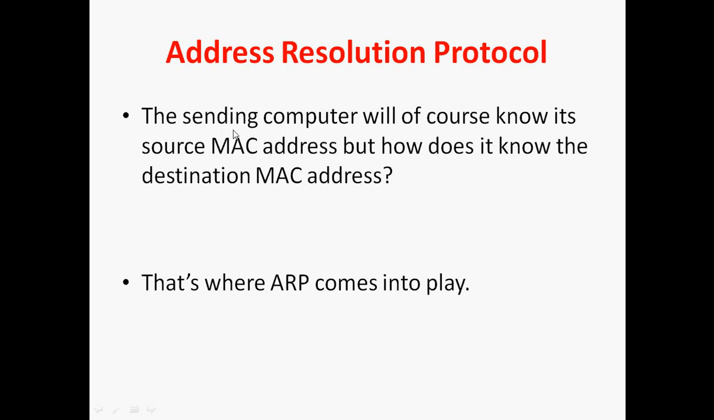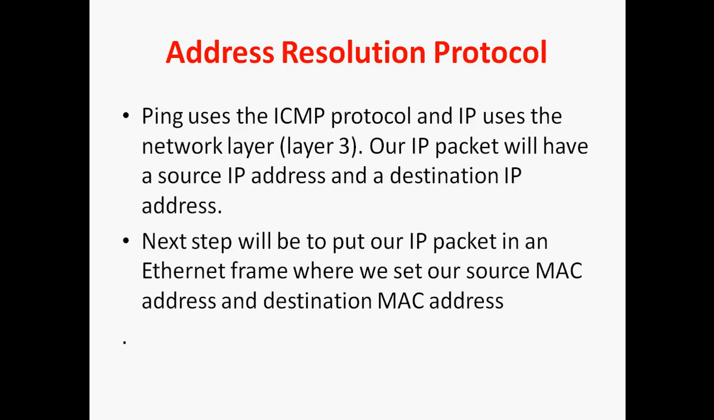The sending computer will of course know its source MAC address, but how does it know the destination MAC address? From PC1 to PC2, PC1 knows its own MAC address, and what about the destination MAC address? How do we find out the destination MAC address? Using the ARP protocol only, we can learn the destination MAC address.